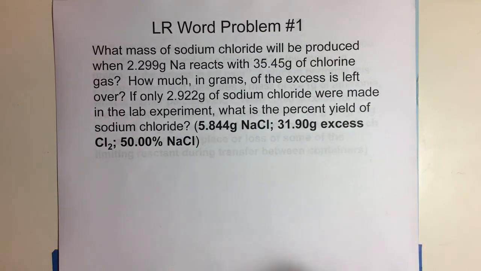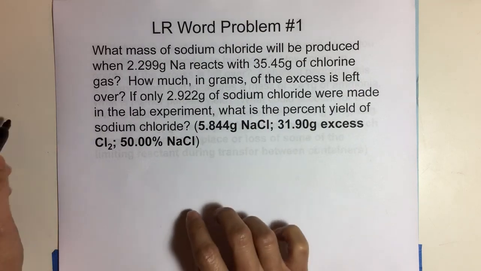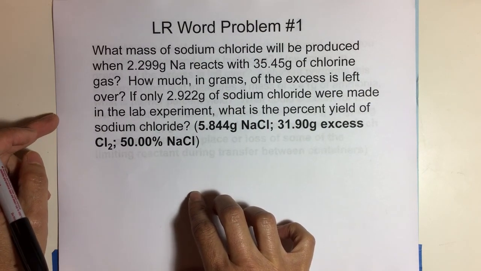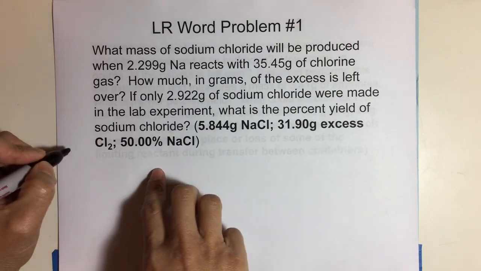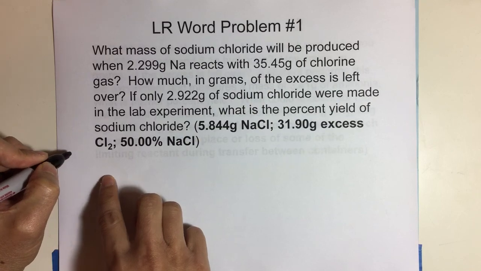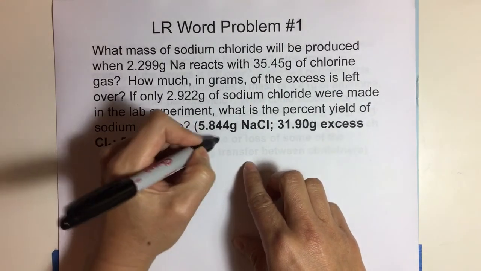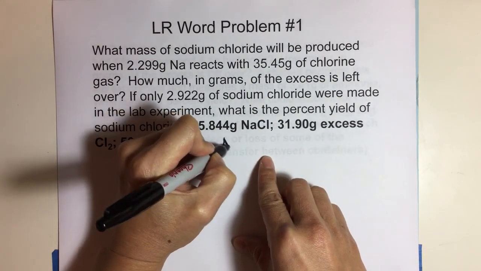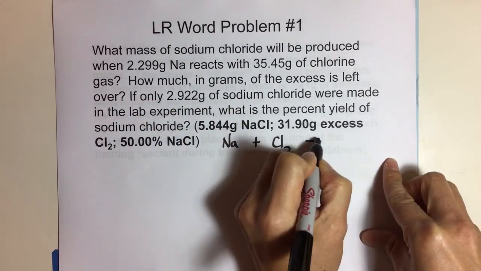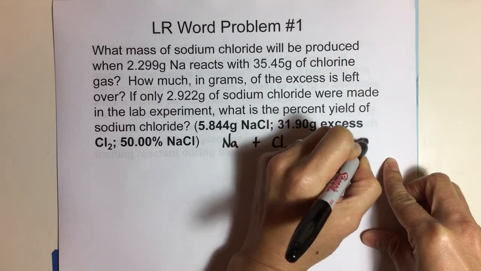You're looking at the amount of products from the amount of reactants. And all stoichiometry is making sure mass is conserved, so the law of conservation of mass is adhered to. So the first thing you want to do is write a reaction, and your reaction must be balanced. So I start off with sodium reacting with chlorine, and it forms sodium chloride.